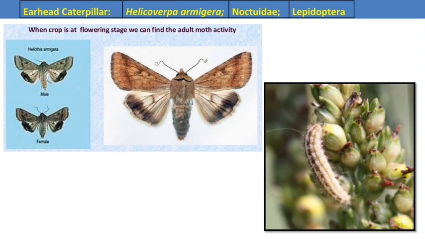Then the next one is the earhead caterpillar. This earhead caterpillar is a polyphagous pest, and in the case of sorghum crop, the scientific name is Helicoverpa armigera. This caterpillar attacks the earheads, feeding on the developing grains and causing partial sterility, which causes empty earheads, and it directly affects the yield.